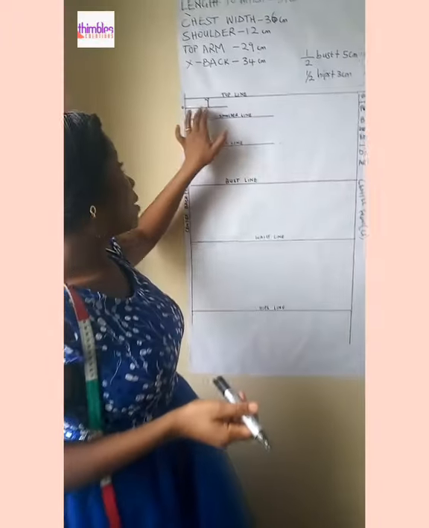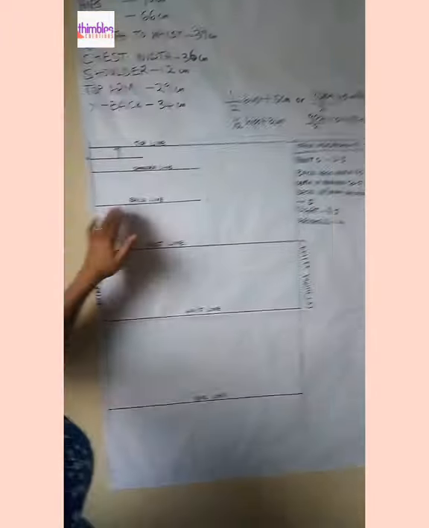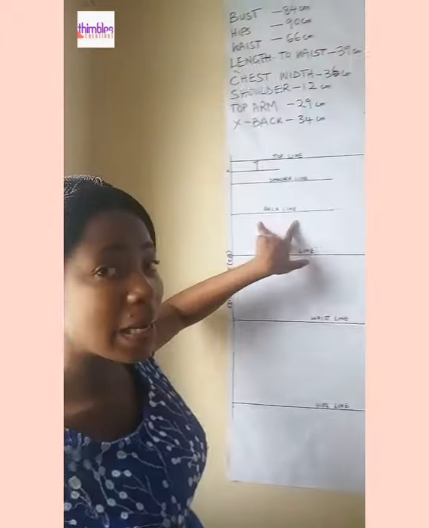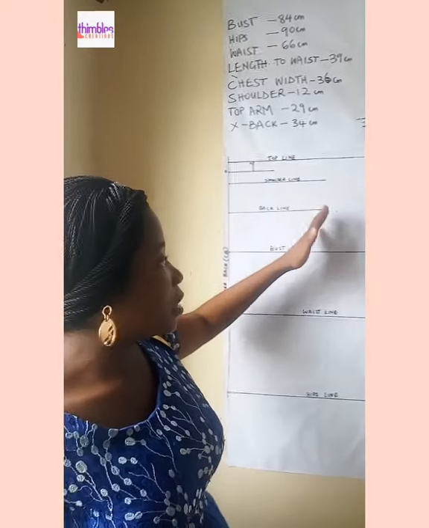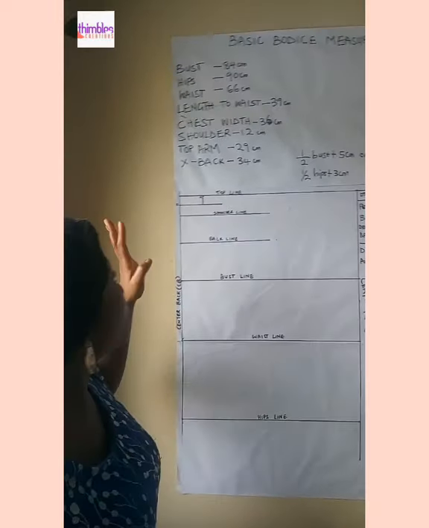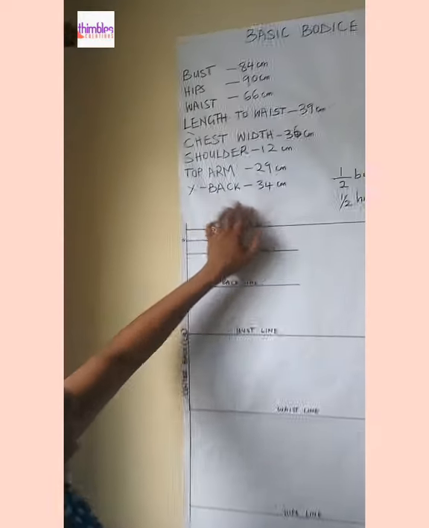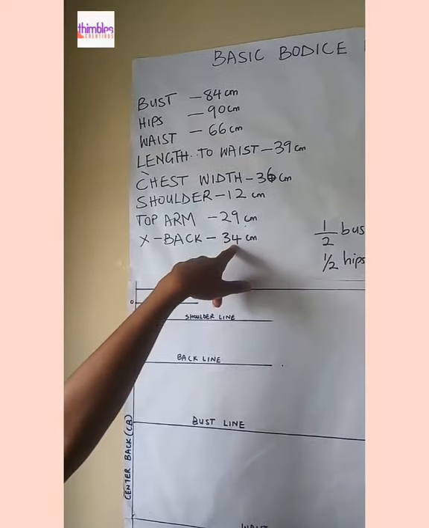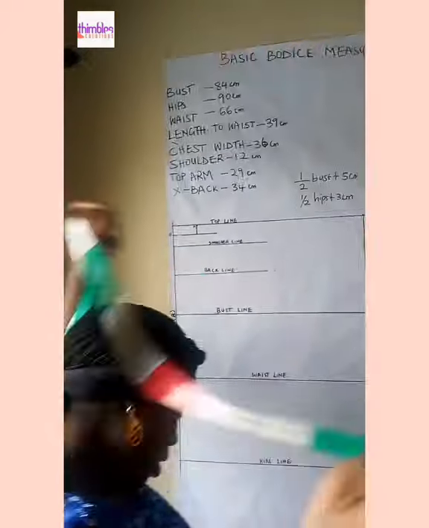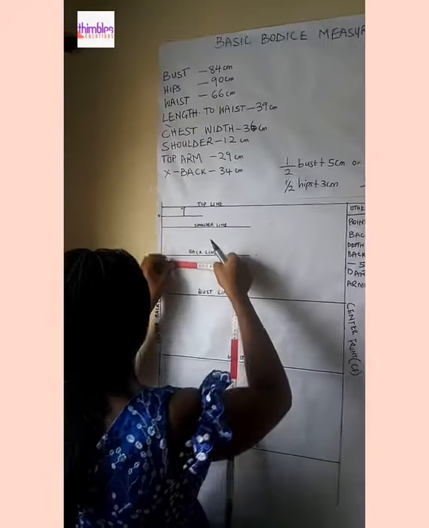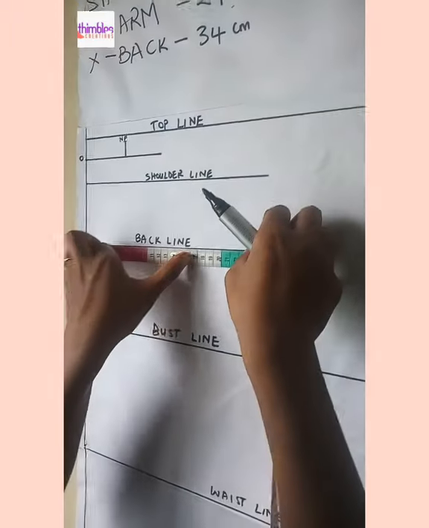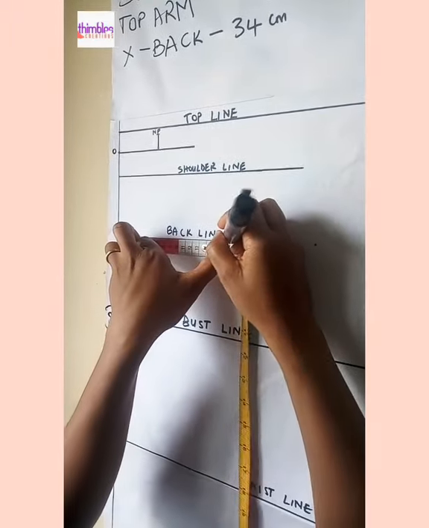After getting our neck point, the next thing is, on the back line, this is the third line now, 1, 2, 3. On the back line, take the half measurement of your back width. What is our back width here? That is our X back. It is 34 centimeters. So 34 centimeters divided by 2 will give us 17 centimeters. On the back line, I measure 17 centimeters. This is it. I'll mark it.